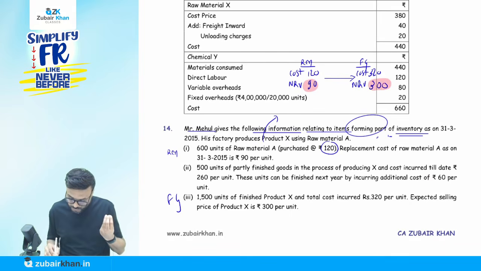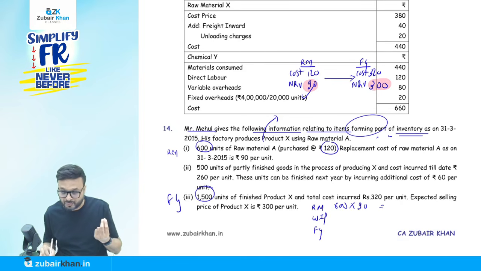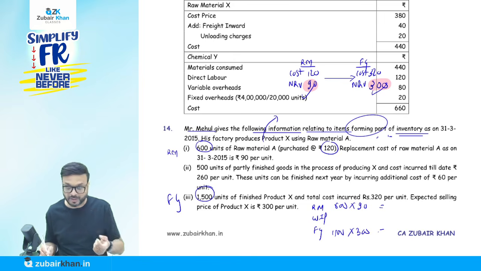So if I write it down here: raw material, WIP, finished goods. Raw material, how much is the quantity I have? 600. The valuation will be at what price? 90. I will multiply by 90. Here finished goods, how much quantity I have? 1500. Multiply by 300. Simple. Okay. Now, second point, WIP.